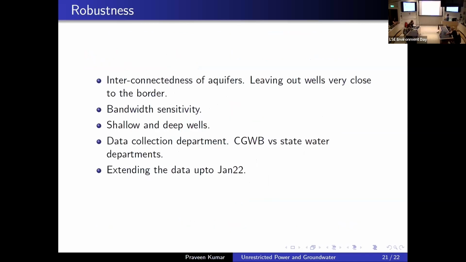We do a couple of robustness checks, like to rule out interconnectedness of the aquifers, we leave out some of the wells closer to the border. We also try different bandwidths. We segregate data into shallow and deep wells, and we don't find any impact. We also segregate data into various collection departments, and again there is no impact. And as I have shown, I have shown results up to December 19 only, but we tried to extend the data up to January 2022. Still there is no effect on groundwater depth.